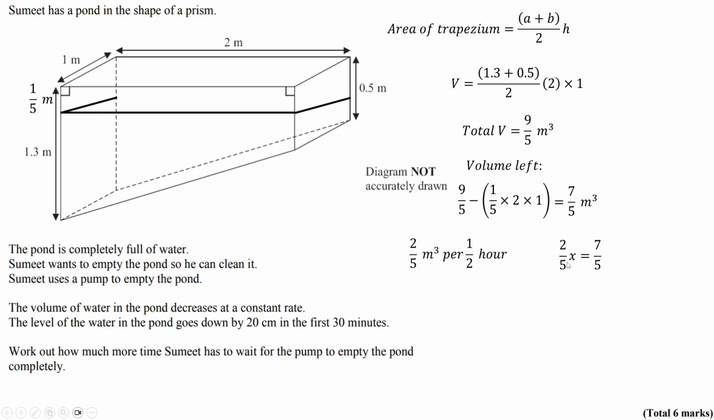If we're removing 2/5 meters cubed, x is the multiplier, how many times we need to do this to get to here. Rearrange for x, and you'll get 7/2. So if we multiply this by 7/2, we'll get to this. Because these are both related, we also have to multiply this half an hour by 7/2, which gives us 7/4. So it takes 7/4 hours to complete the next 7/5 meters cubed. This is the same as 1 and 3/4 hours, which is 1 hour and 45 minutes.